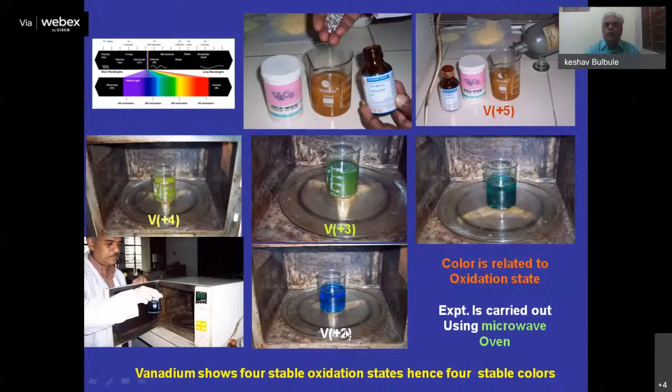totally imparting blue color. That means the color exhibited by the vanadium compound depends not only upon the negative charge associated with it, but also upon the oxidation number. The variable oxidation number is associated with variation in color also. This we have seen earlier: color depends not only upon the negative charge associated with the metal ion, but also on the charge of the metal itself. Variable oxidation number is related to variable color.